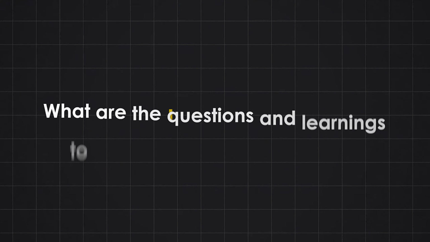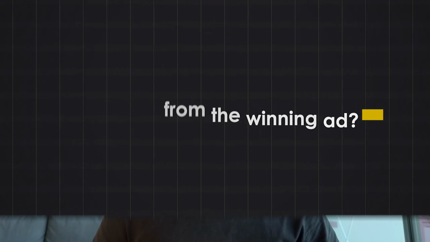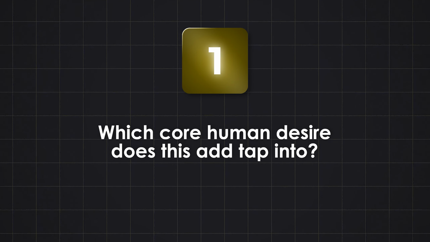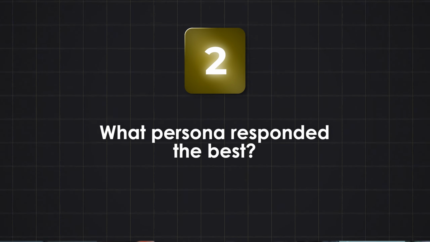Now, what are actually the questions and the exact learnings we want to extract from that winning ad? Let me go over it. If you haven't documented that yet during your ideation, you want to write it down now. Number 1, which core fundamental human desire does this ad tap into? Number 2, what persona responded the best? This is especially valuable if you've run a split test, for example, 3 versions, each version testing a different persona based on the hook and then the same body.